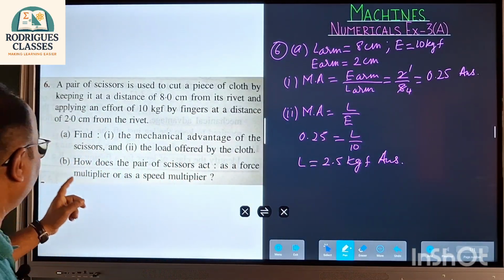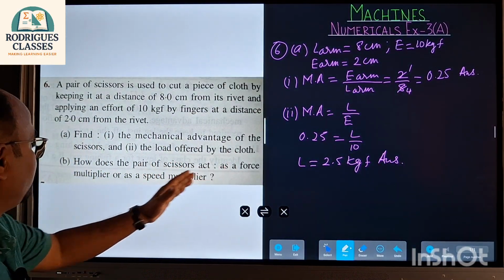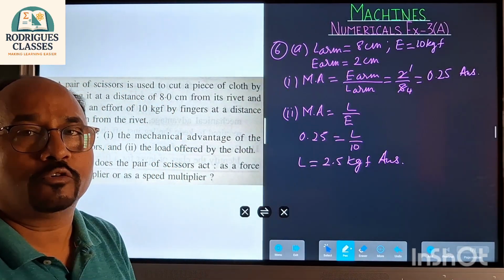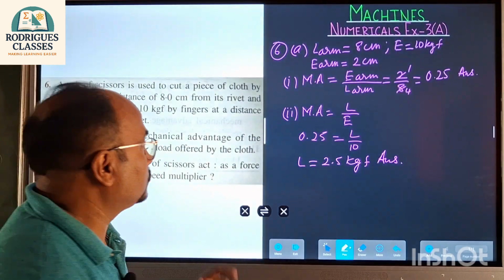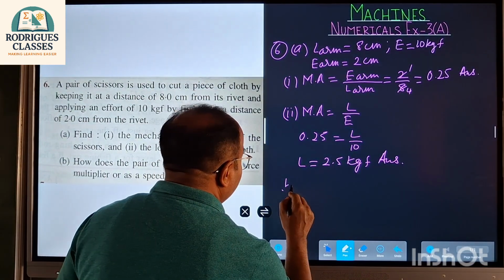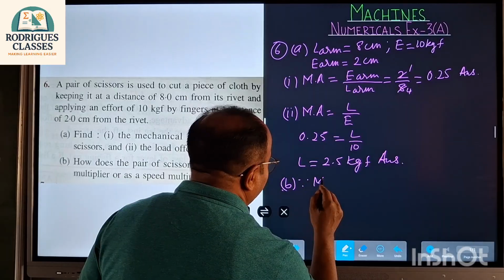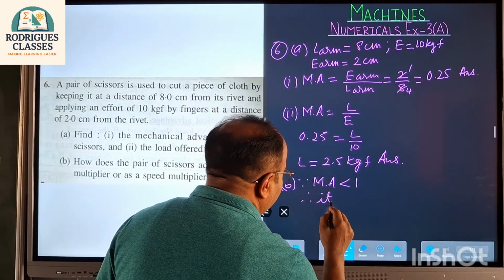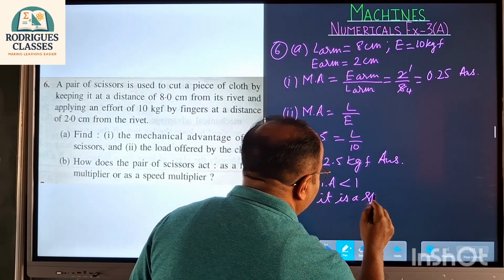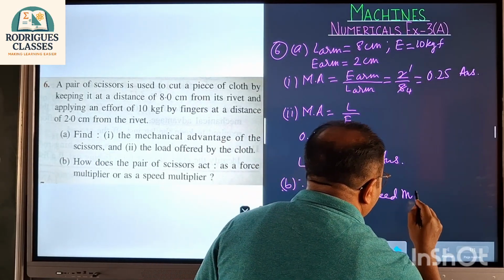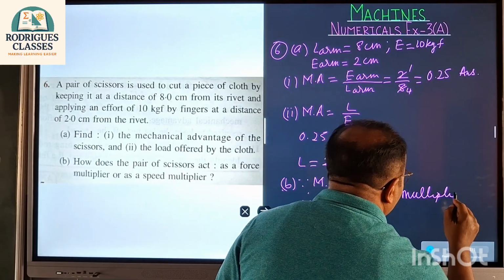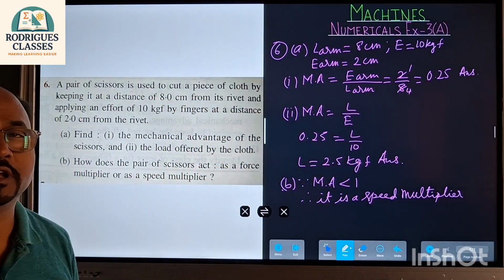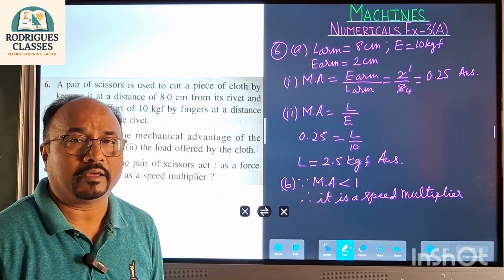Okay. Now in the B part, how does the pair of scissors act, as a force multiplier or as a speed multiplier? Look at the value of mechanical advantage, 0.25, which is less than 1. So we can write the answer to it. Since mechanical advantage is less than 1, therefore it is a speed multiplier. So you are able to now decide whether it will be a force multiplier or a speed multiplier.